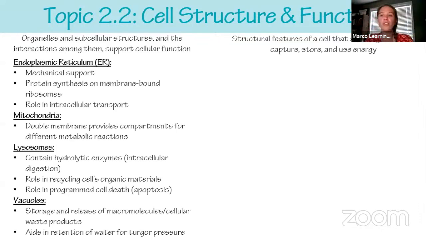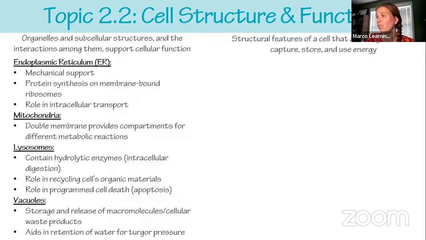So 2.2 is again just talking about all the different organelles, and I mentioned almost all of this already. I wanted to include it so that it's in the PowerPoint, so when I export it and you have a copy of this, you have it to review. Just a reminder, the ER is mechanical support, protein synthesis on those membrane-bound organelles. It's important for our intracellular transport.